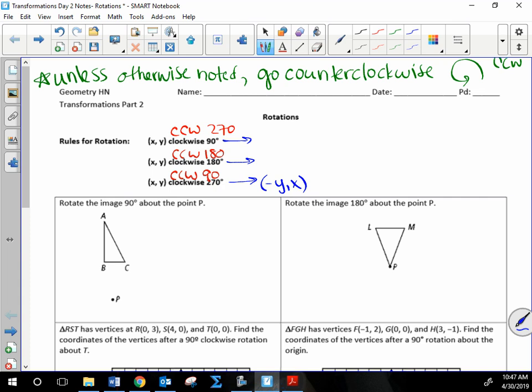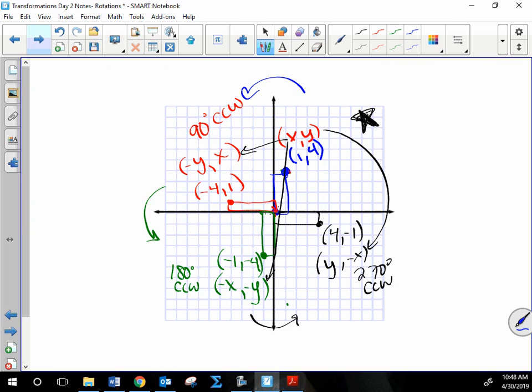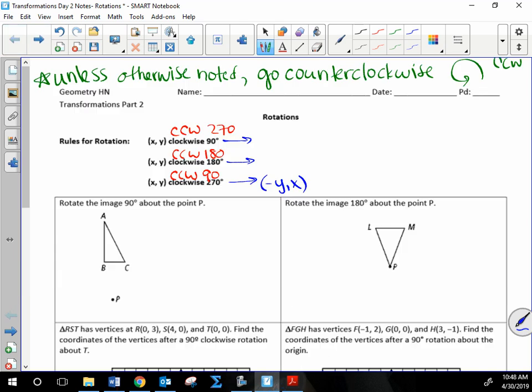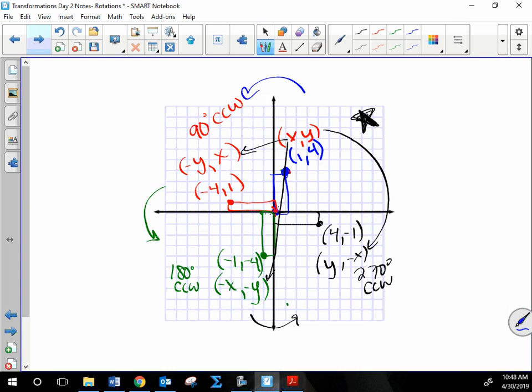When we went counterclockwise 180, our new point was (negative x, negative y). We talked about how that makes sense because it's going to go in the diagonal quadrant, where the signs would be opposites. All right, and then we went counterclockwise 270. Our new rule was (y, negative x).